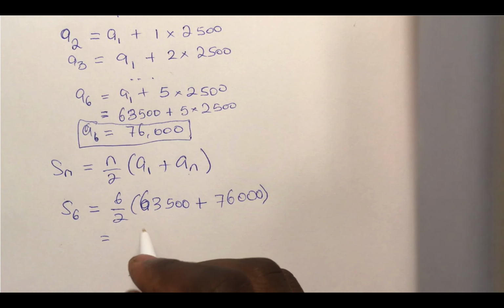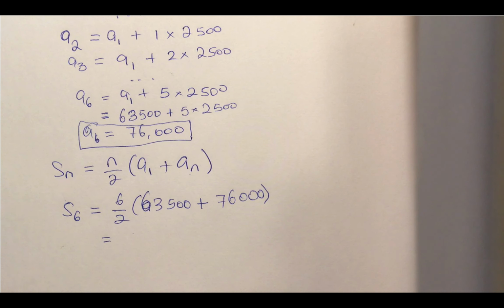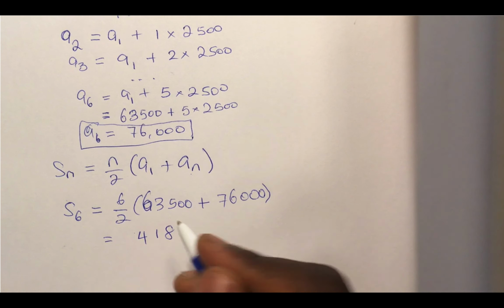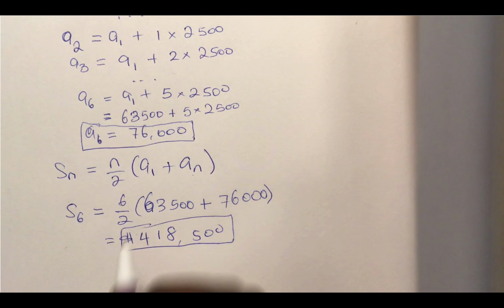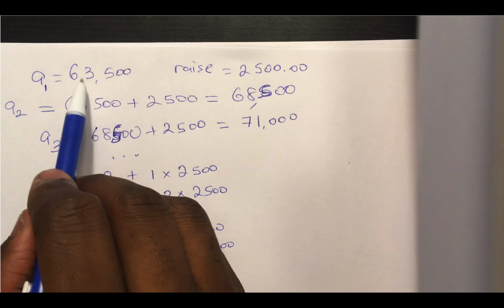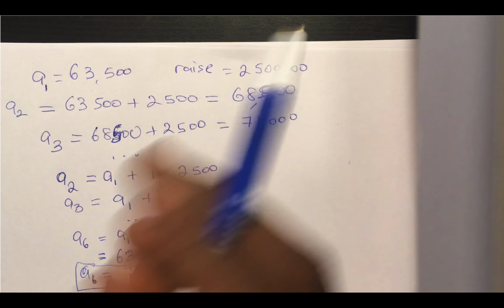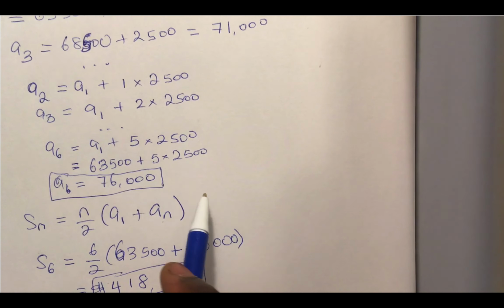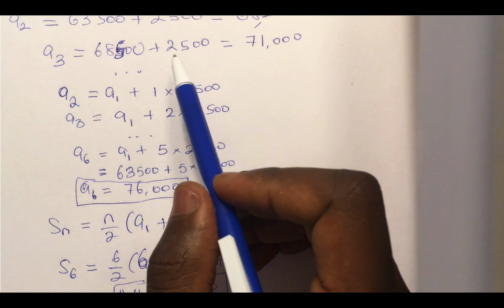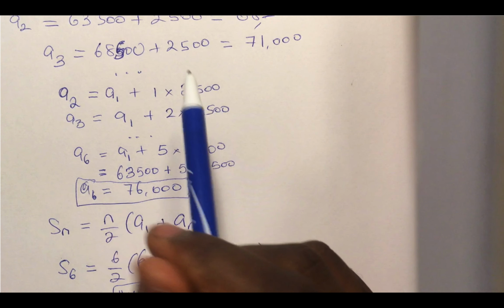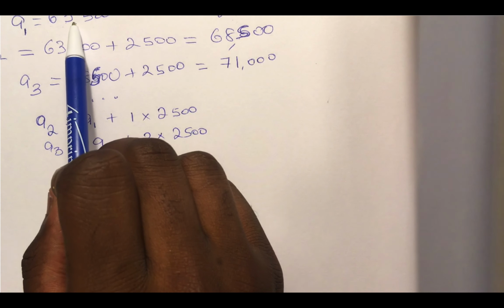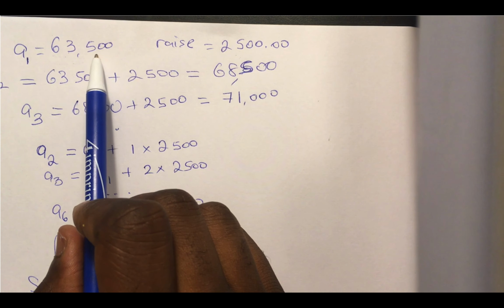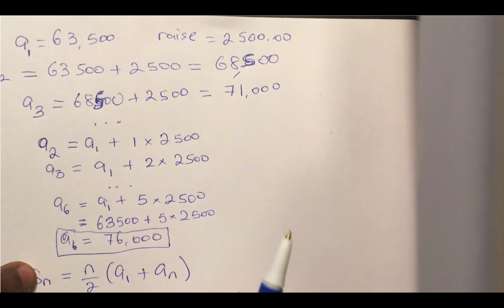Plugging this into my calculator would give you 418,500. So this is the total sum, the total compensation made through 6 years if you start with this and then have an annual raise of that. So these are the steps for question 1. Now for question 2, you follow the same thing. All you're doing is changing your starting salary and your raise, and then you follow the same steps throughout.